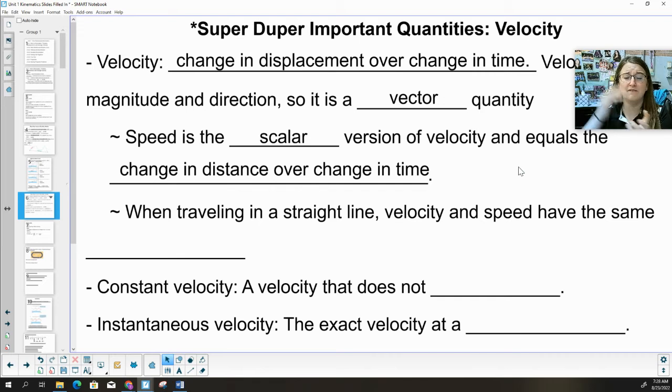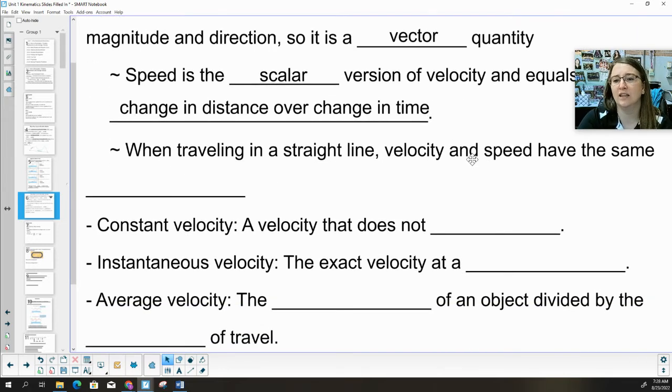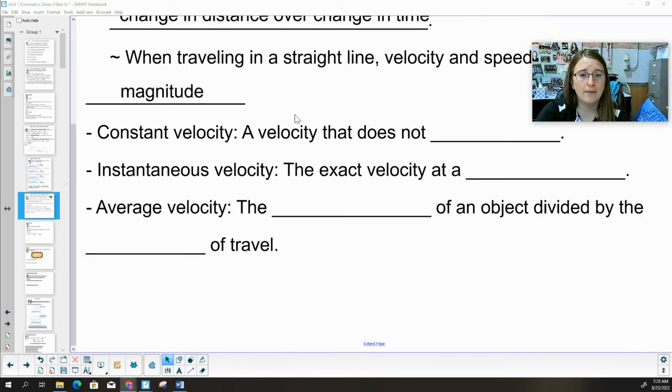The important thing to remember is that velocity will tell us a direction of travel. So if I say -3 meters per second, that means I'm traveling in a negative direction. But speed will never have negatives on it. It will just be 3 meters per second. I don't know what direction. That's speed. However, when you're traveling in a straight line, velocity and speed do have the same magnitude. So again, -3 versus 3, if I'm traveling in a straight line, that's the same magnitude. 3 is the magnitude.